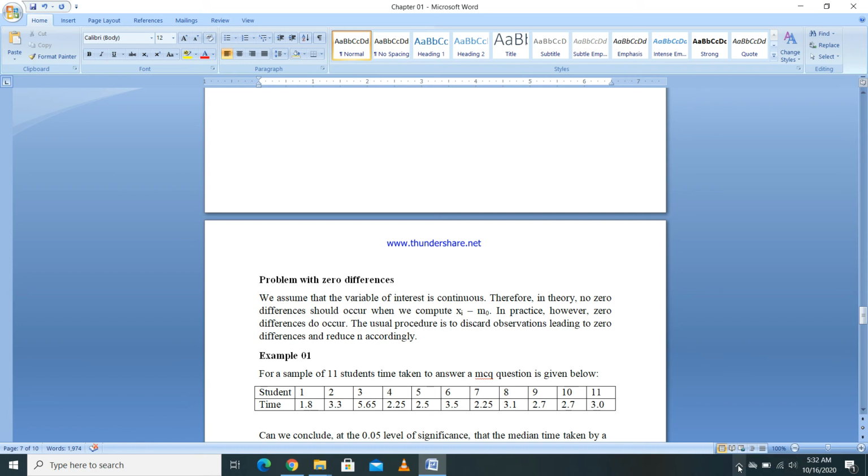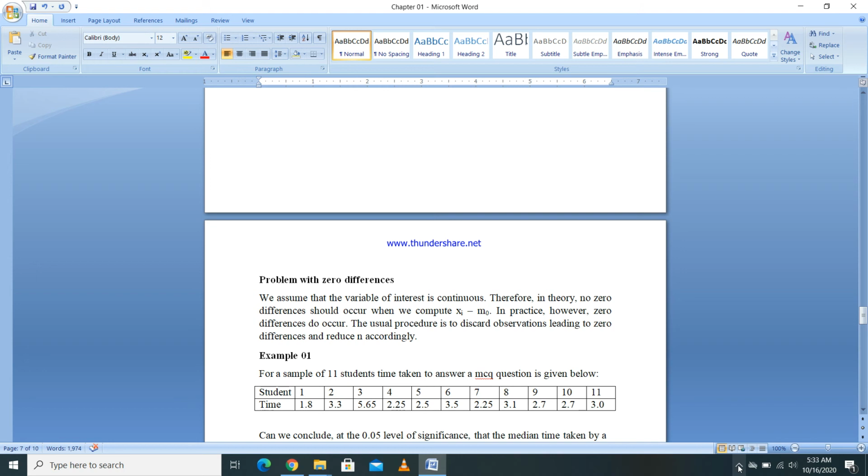Another thing I have to tell you is, when you are applying this sign test, the variable of interest should be on a continuous scale. So when you take the difference between the observed value and the median, it cannot be equal to 0. But sometimes, based on the values in our data set, it is equal to 0. In such cases we have to omit that observation and adjust our sample size accordingly. I will explain that using an example.